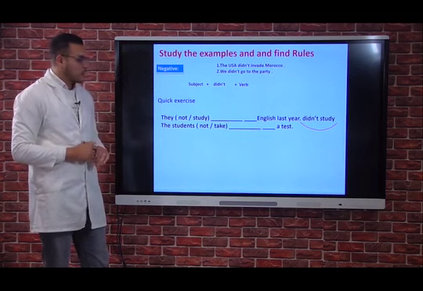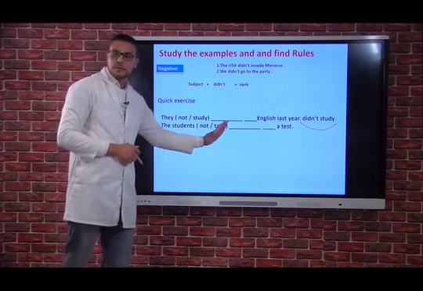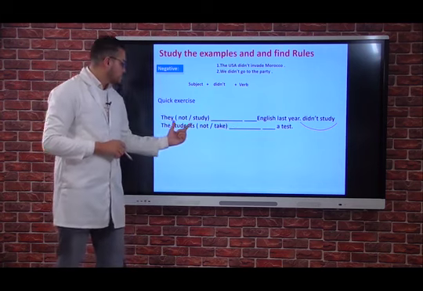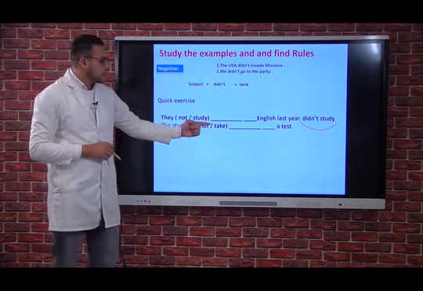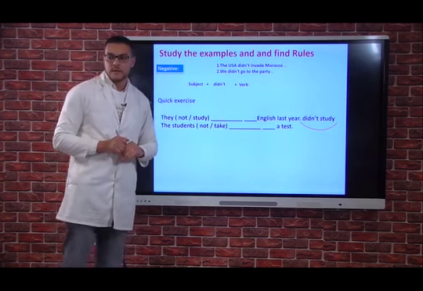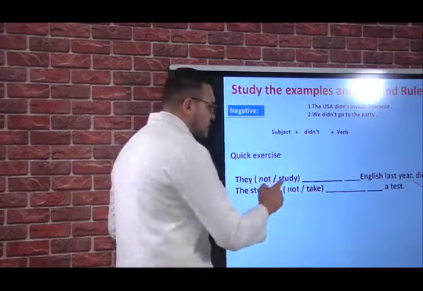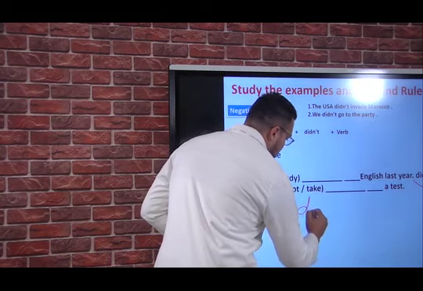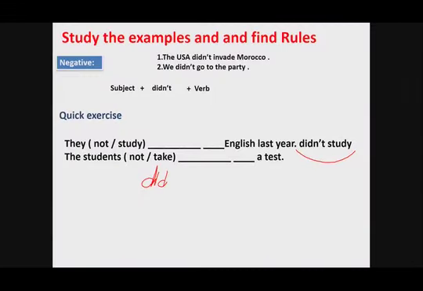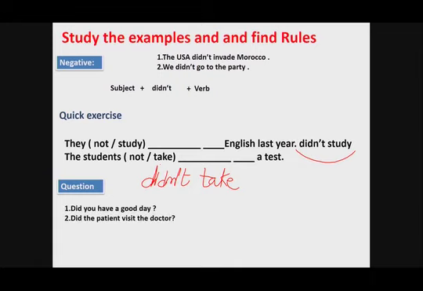So let's do the second one. We have not plus the verb to take. The students not take a test, quiz. So what do we say in here? Students, the same auxiliary, it's didn't take. And I keep the verb as it is. The students didn't take a test.